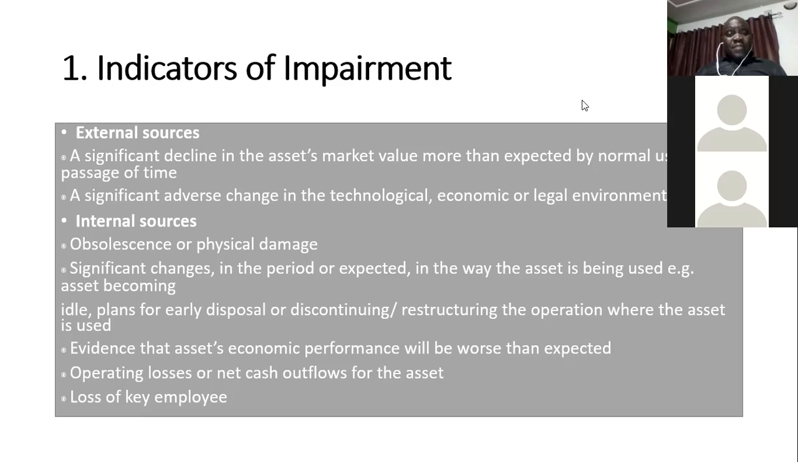Then it may also be other input variables that you use to generate your goods, to produce your goods. So if that input, for some reason, is not adequately available, you also have to impair that particular asset.